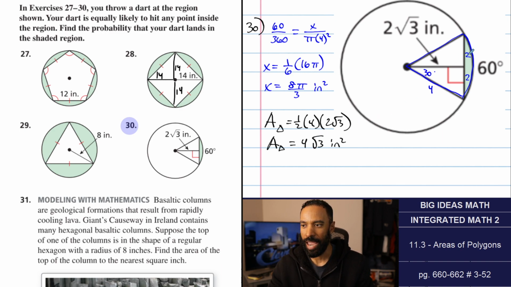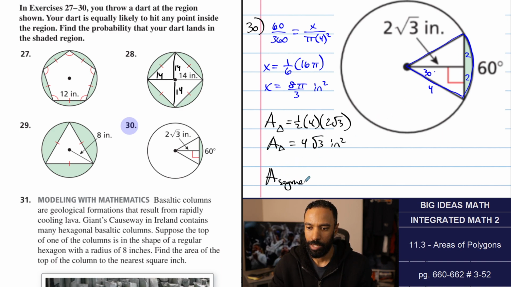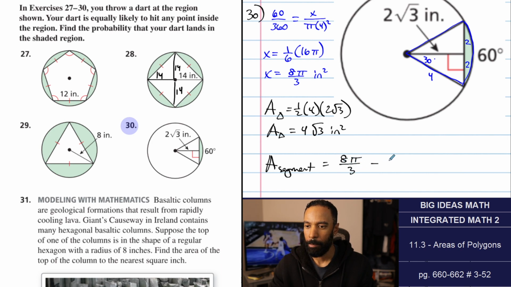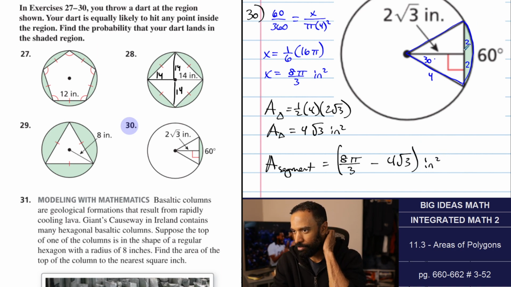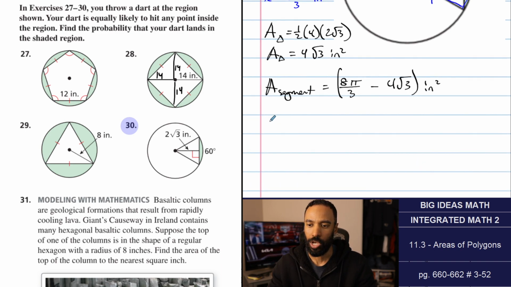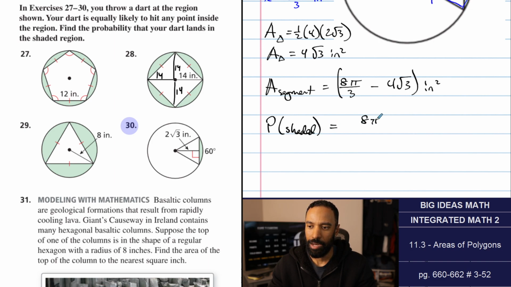So when it comes to the area of the segment, I'll just write that out first. Area of the segment, we get the area of the sector, 8 pi over 3, minus 4 root 3. That's in square inches. I'll leave it like that even still. So the probability of that segment to be hit is this divided by the area of the circle, which is 16 pi. So the probability of the shaded equals 8 pi over 3 minus 4 root 3, all divided by 16 pi.